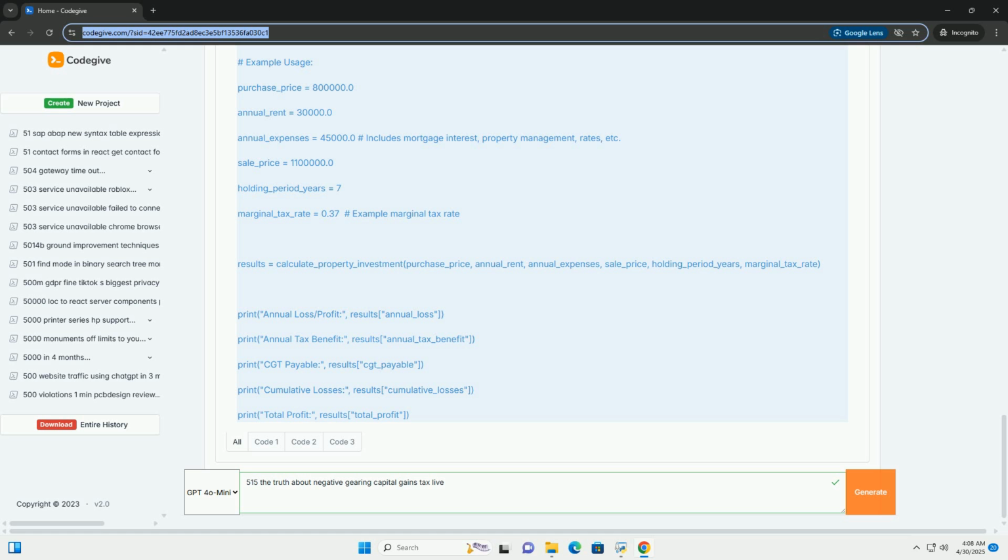Simplified model. This is a very simplified model. It doesn't account for inflation. The real value of money changes over time. A more sophisticated model would use discounted cash flow analysis to account for inflation. Changes in rent. Rent may increase, or decrease, over time. Changes in expenses. Mortgage interest rates, property management fees, rates, etc., can change.